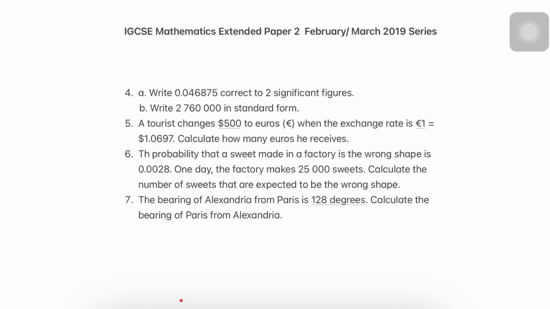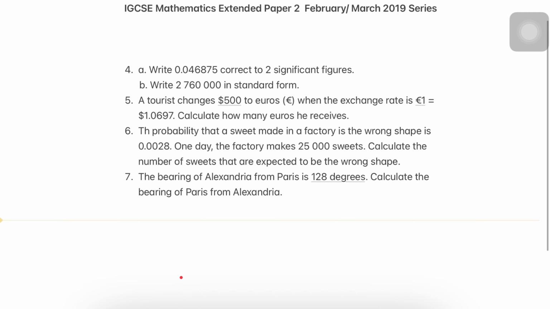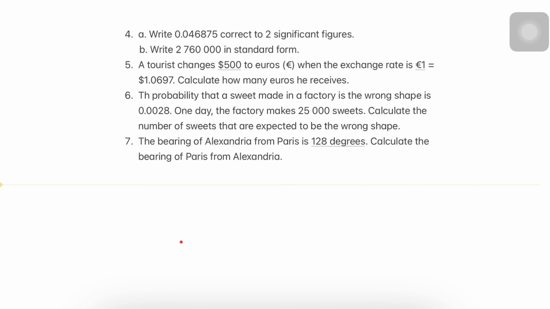series in the IGCSE Mathematics Extended paper. So last time we stopped at problem number 3, and now we will continue with problem number 4. Problem number 4 states: write 0.046875 correct to two significant figures.